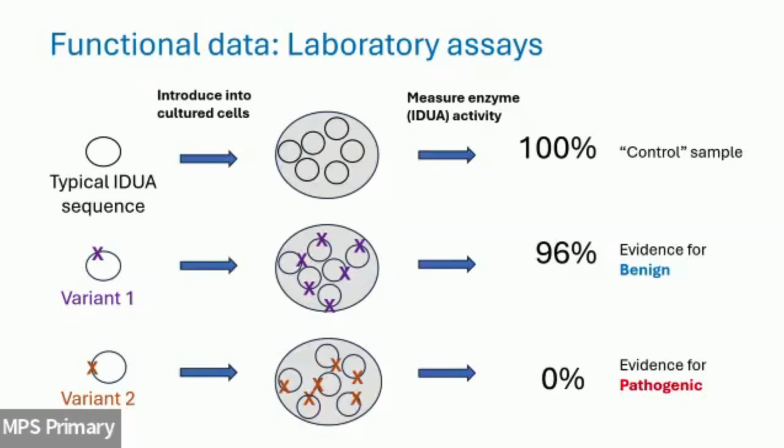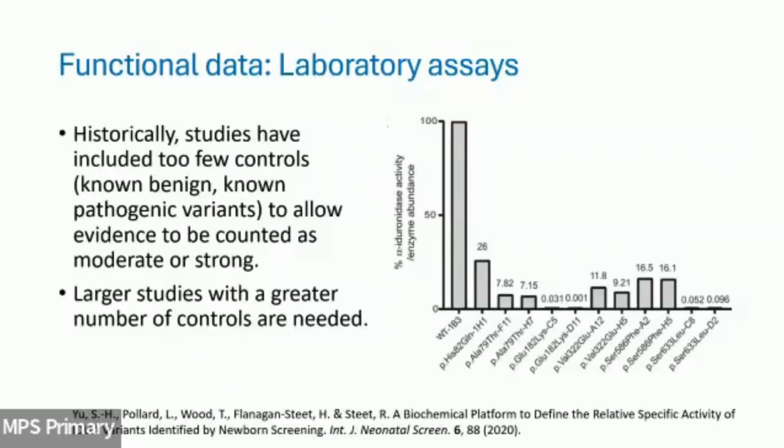So our expert panel has looked at all these different studies and developed thresholds for looking at the activities that we see and whether there's evidence for pathogenicity or the variant being benign. But one of the issues we have is that historically, many of these assays that have been done don't include so many controls of known pathogenic and known benign variants. And so while we can use this evidence, we would like to be able to use it at a stronger level. So we really need larger studies with a greater number of controls. And we are aware actually of some labs that are doing this and are excited to see those reports coming out.